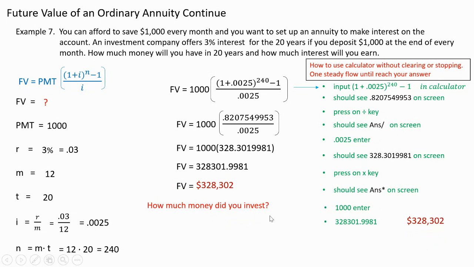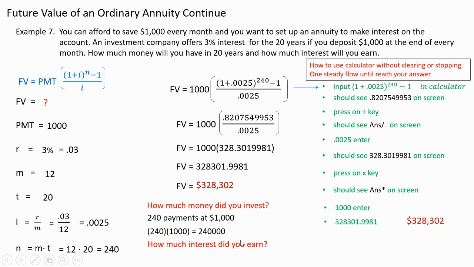Now, how much money did you invest? How much money really came out of your pocket? Let's find out. How many payments did you make? 240. So you multiply 240 times the 1,000, because you're making payments of 1,000. You made 240 deposits in 20 years. So 240 times 1,000 gives you 240,000. That's how much money came out of your pocket.